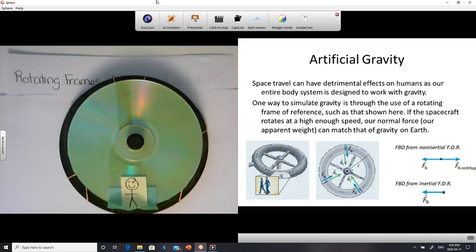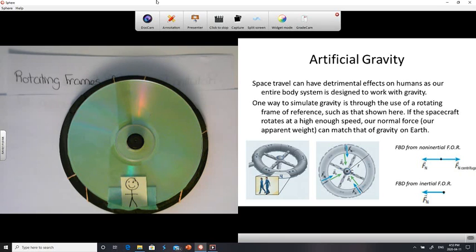This can give us some very unique sensations. Under some conditions, if our normal force is bigger than the force of gravity, we will feel heavier. If the normal force is less than the force of gravity, we're going to feel lighter. And if there's no normal force acting on us at all, we get this really unique sensation of weightlessness.